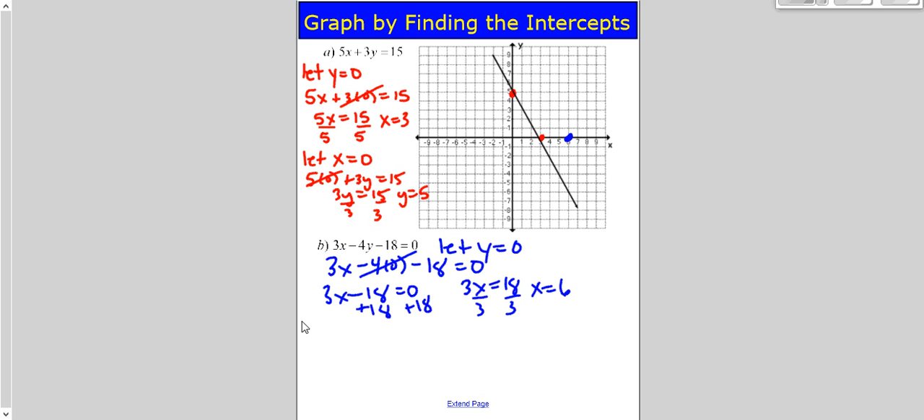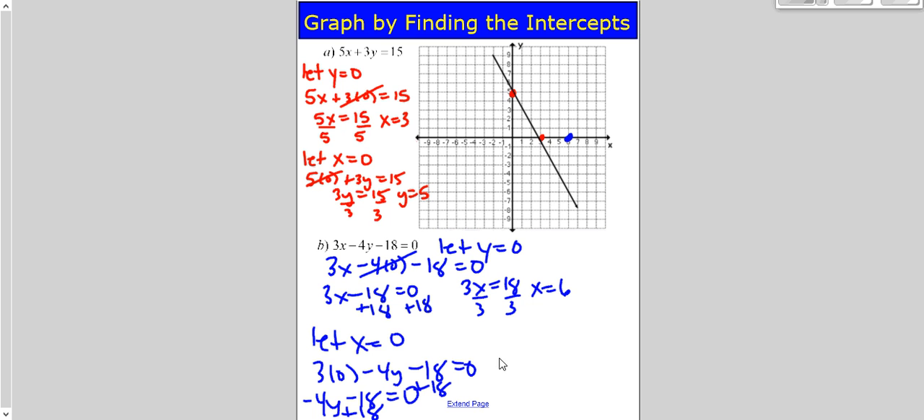And then I'm going to do the same thing, but now I'm going to let x be equal to 0. So 3 times 0 minus 4y minus 18 equals 0. Minus 4y minus 18 equals 0. I'm going to add 18 to both sides. And I get negative 4y equals 18. Divide by negative 4, divide by negative 4. And 18 divided by negative 4, we can reduce that down. That's negative 9 over 2.